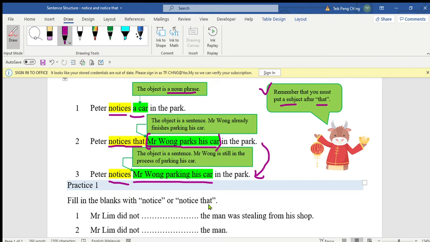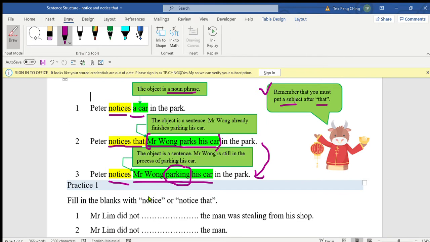Okay, so what is different here? For number 3, we use notices as the verb, but we want to use a sentence as the object, and we don't want to use the word that. So we have to change the structure. We have to write Peter notices Mr. Wong parking his car. We need to use the ing form of the verb instead of the singular form. Understand?